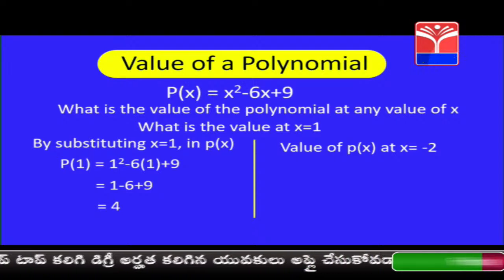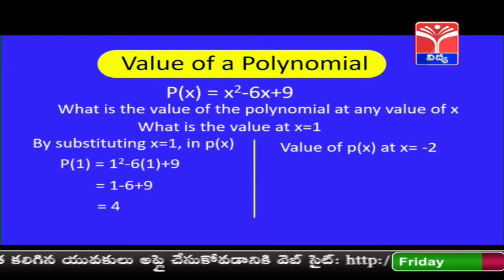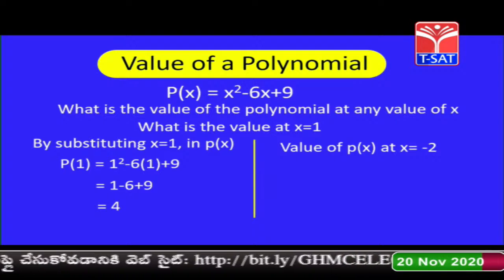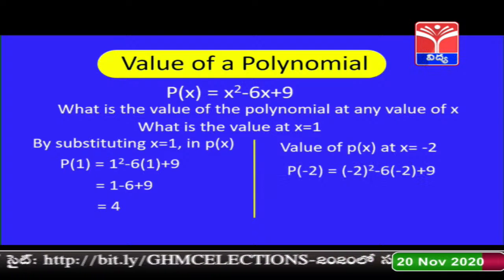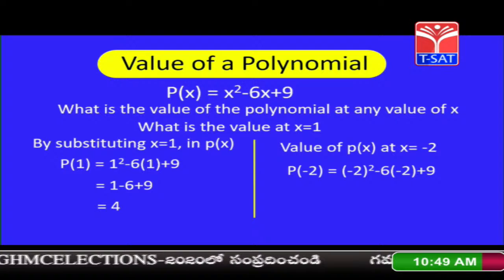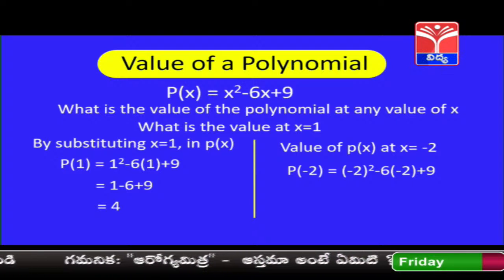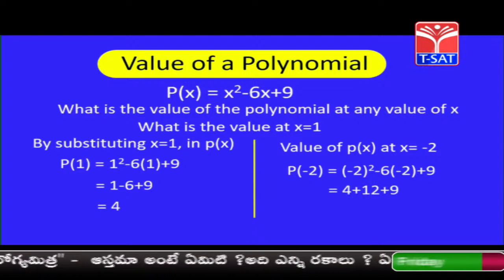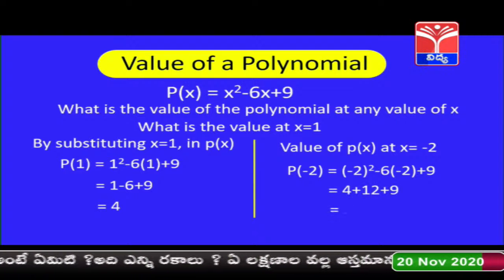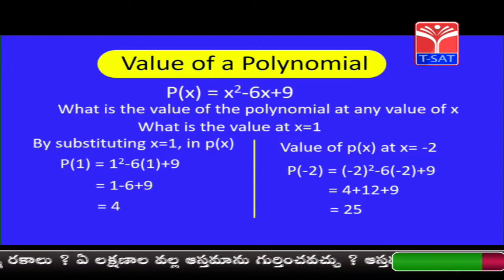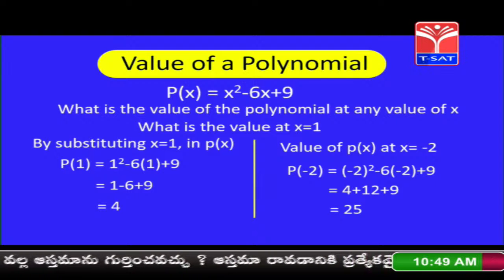To find the value of the polynomial, we should substitute the value 2 in the place of x. Replace x with 2. So it is 2 square minus 6 into minus 2 plus 9. So the value of this polynomial at x equal to minus 2 is, hence, 25. P of minus 2 is equal to 25.